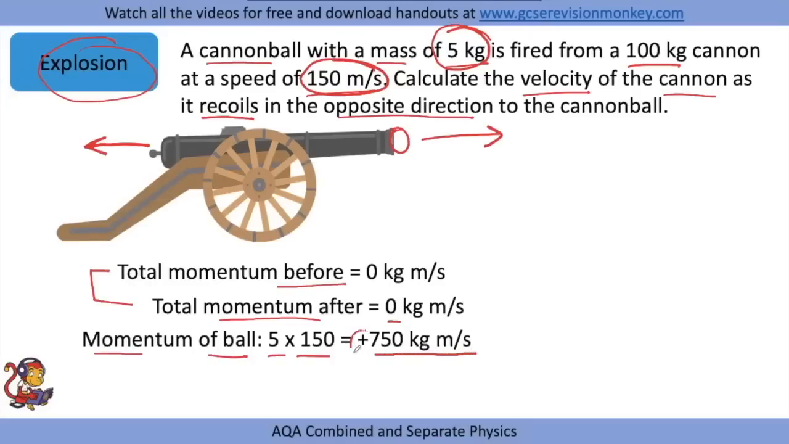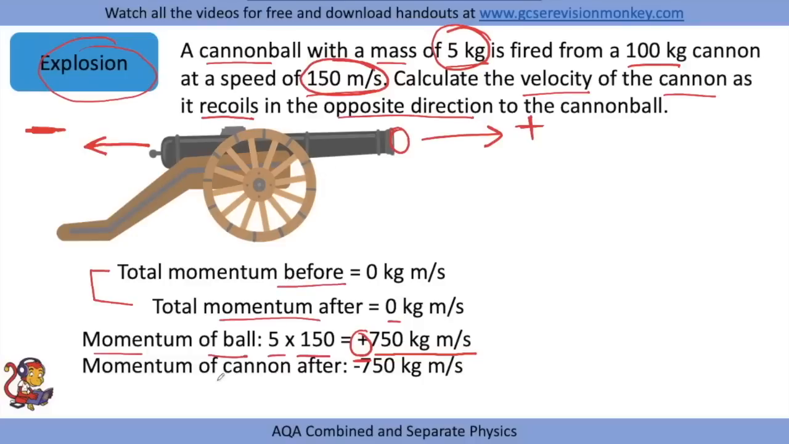And you'll notice the plus here, because we're talking about velocities. I have decided that going right is a plus direction, and going in the opposite direction will assign that a minus. So the ball is moving to the right, so we're going to describe it as plus 750 kilograms meters per second, and the recoil of the cannon will be a minus number. So the momentum of the cannon afterwards is, we know, must be minus 750. And we know that because total momentum afterwards must be equal to 0 because of the conservation of momentum.